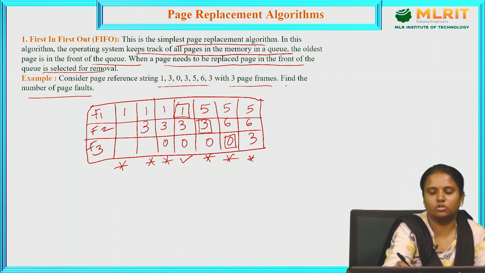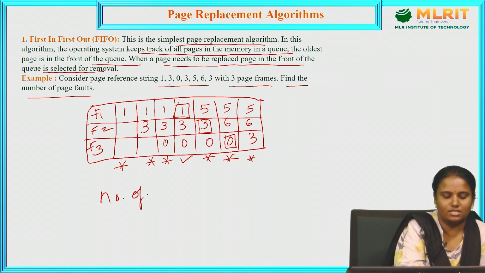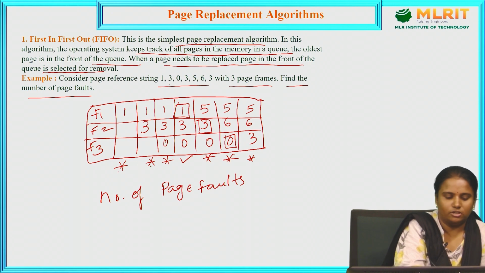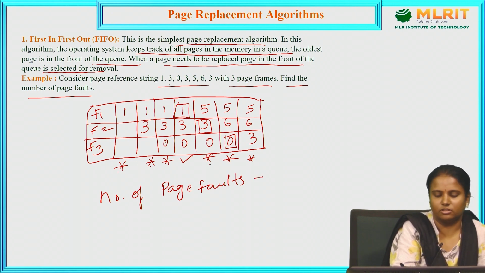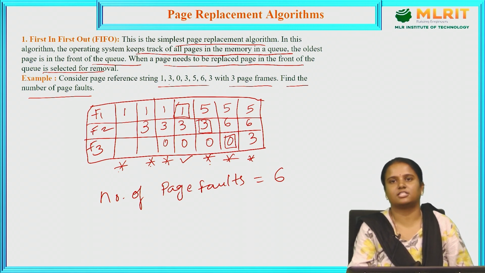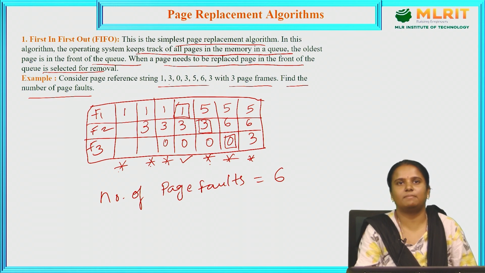They also told us to find the number of page faults. So what is the number of page faults in our problem? 1 2 3 4 5 6. So there are a total of 6 page faults in our first in first out algorithm. So everyone understood the first in first out page replacement algorithm?